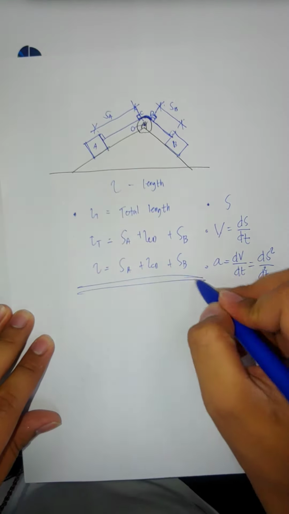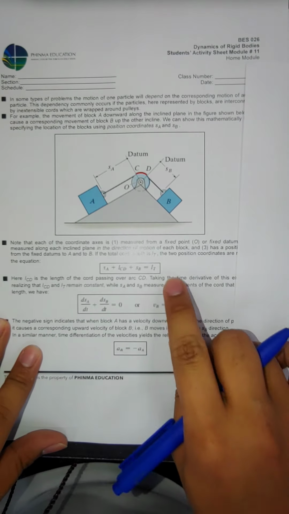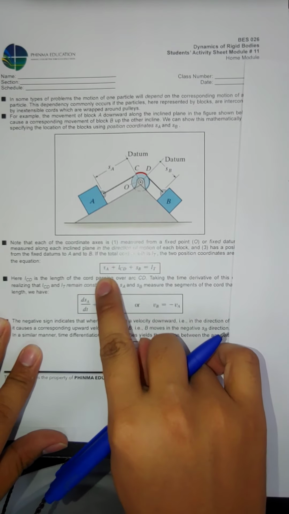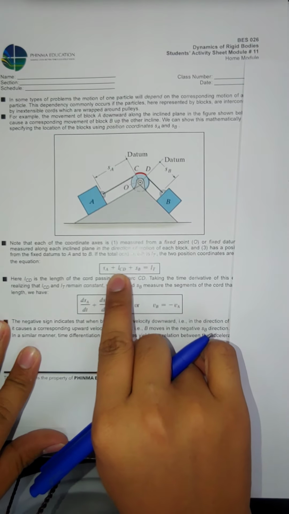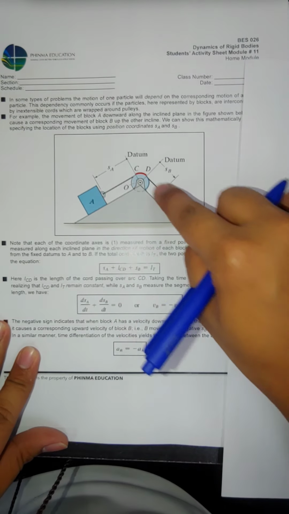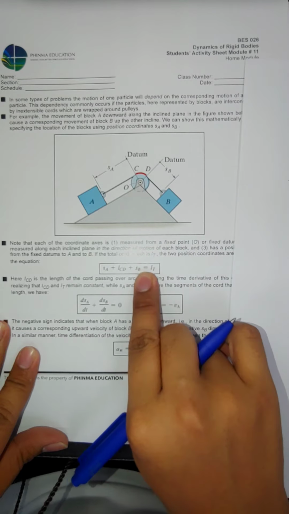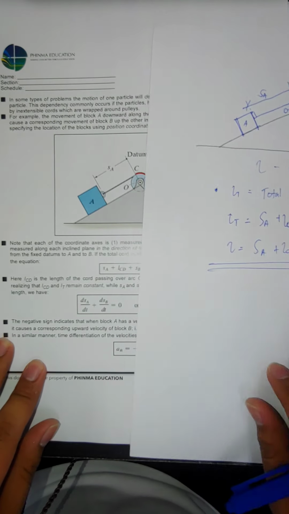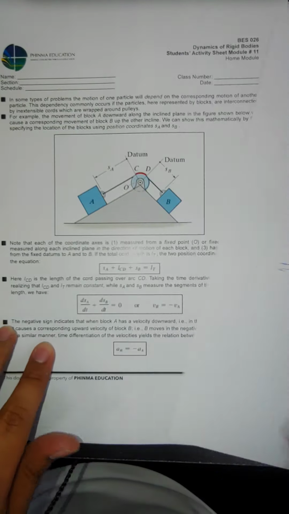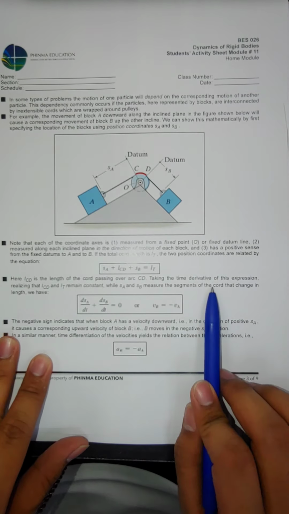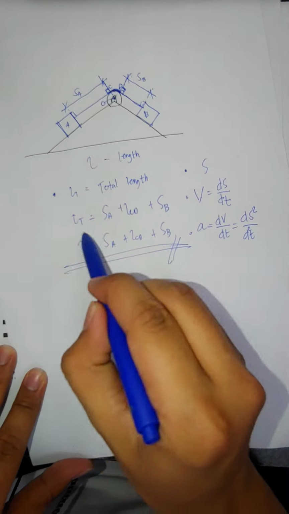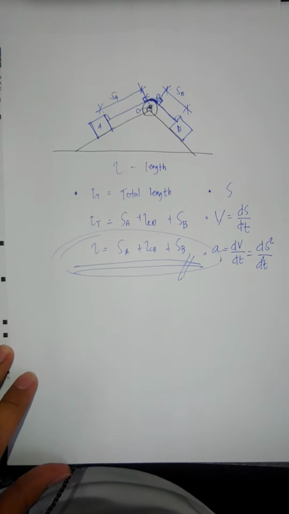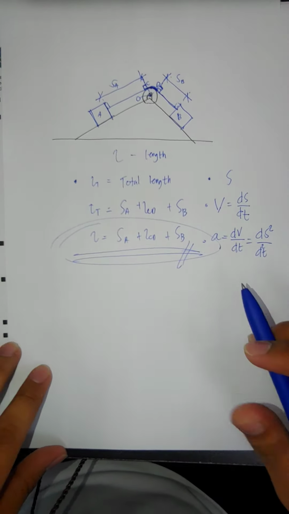Okay. So that's why we have it here. The total length is equal to S sub A, which is this one, plus length CD, L sub CD, plus S sub B. So kani siya nga length is equal to the total length. So unsay giingon ni diri giingon diri nga taking the time derivative of this expression, say pasabot ana. We differentiate this expression with respect to time. Ato lang siyang gi-derive with respect to time.